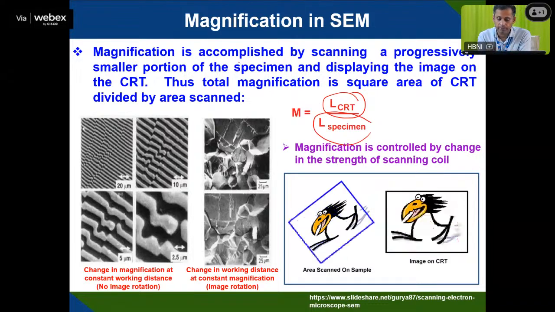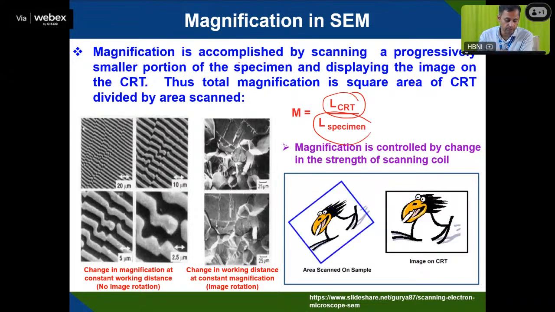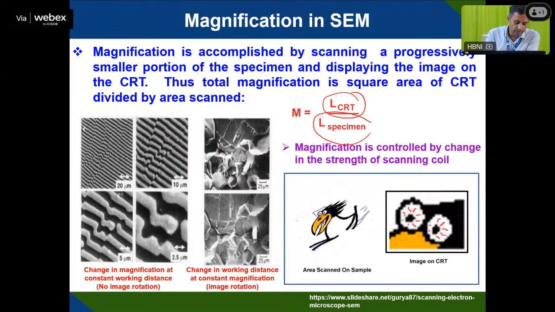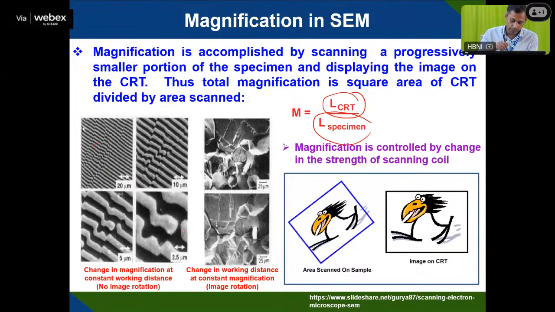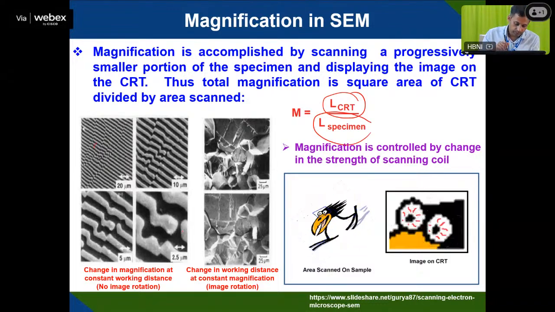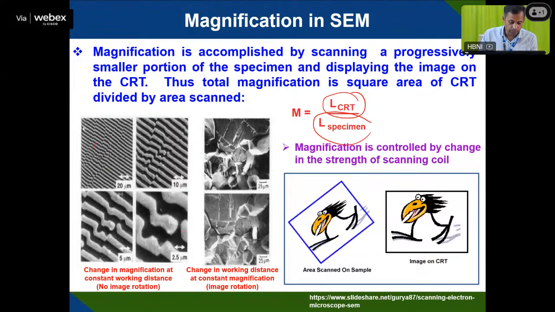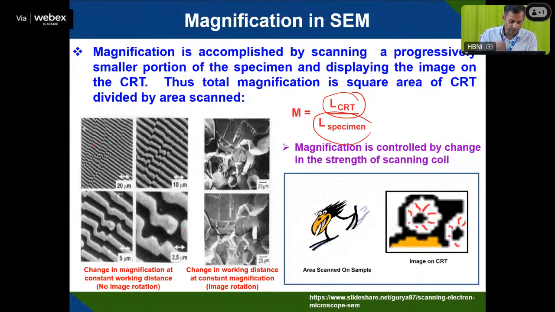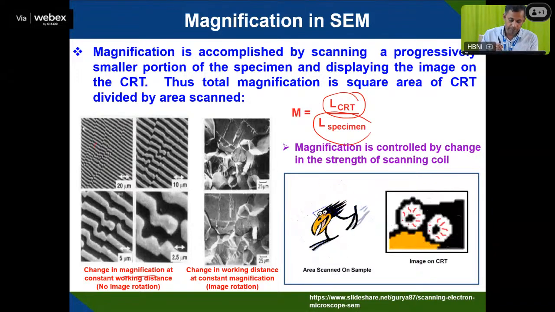The magnification is accompanied by scanning a progressively smaller portion of the specimen and displaying the image on CRT screens. You can see here the change in magnification at constant working distance. The working distance is the distance from the sample to the stage, the position where the electron beam is falling on the sample. If you vary this working distance, you can see here the change in magnification at constant working distance; without changing the working distance, the magnification was enhanced.